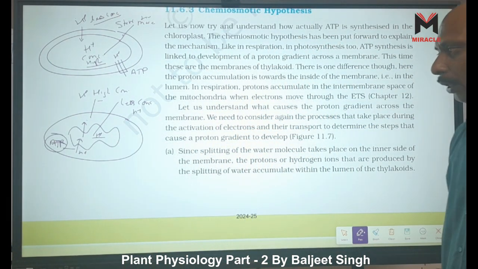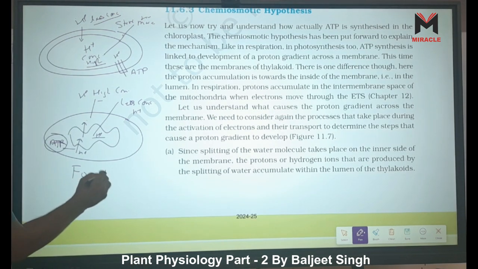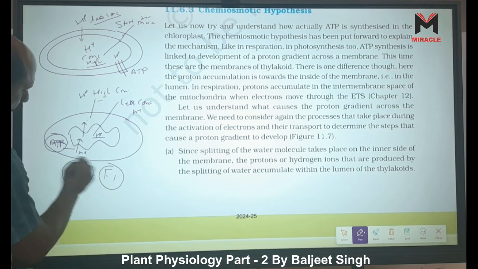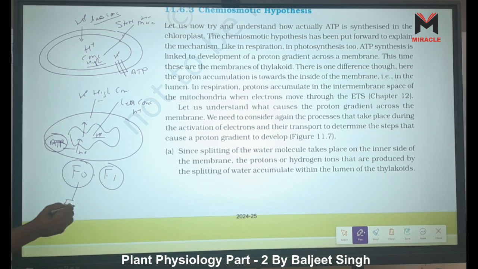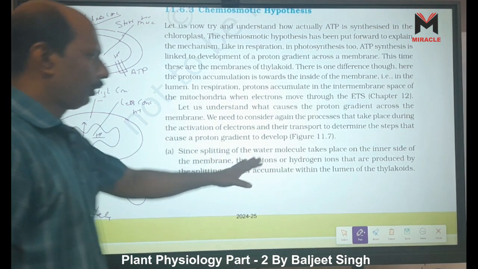In this hydrogen pump, we have two protein molecules, called F0 and F1 particles, right? F0 provides facilitated transportation. Facilitated transportation means passive, no ATP is used. But F1 needs ATP, and it is also responsible for the formation of ATP. Okay, we will read this passage.